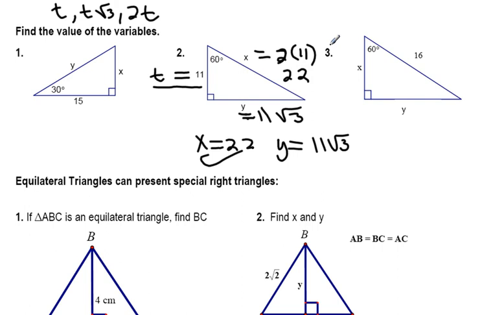Okay, so make sure you follow the steps one by one for number 3 and see if you get what I get. Go ahead and pause your video. Okay, so you should get x equals 8 and y equals 8 times the square root of 3. If you didn't get that, follow the steps again and try again. Raise your hand or ask a neighbor.